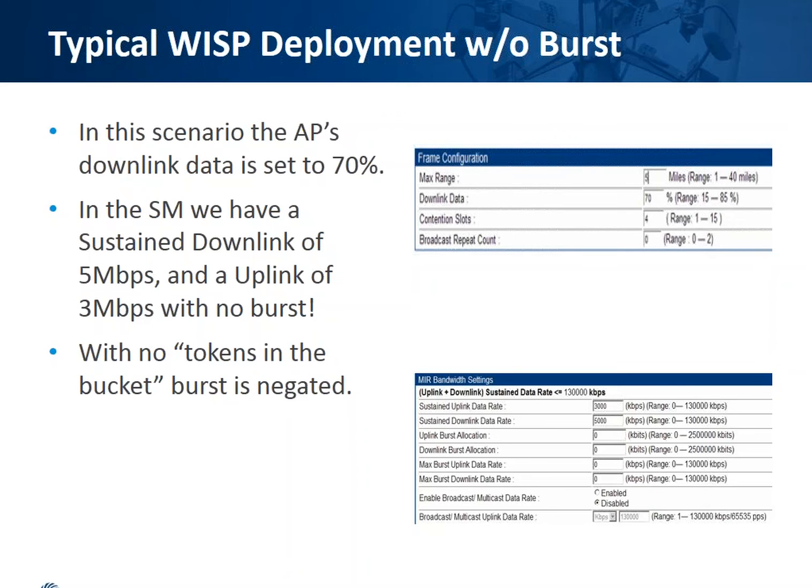So with no tokens in the bucket, burst is negated and your customer just has a sustained rate of what is set in the uplink and downlink. So in this example, 5 megs and 3 megs.